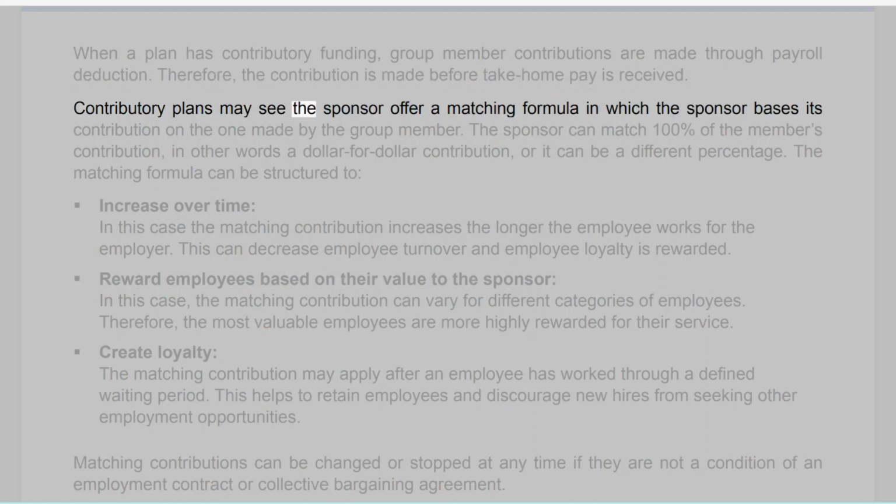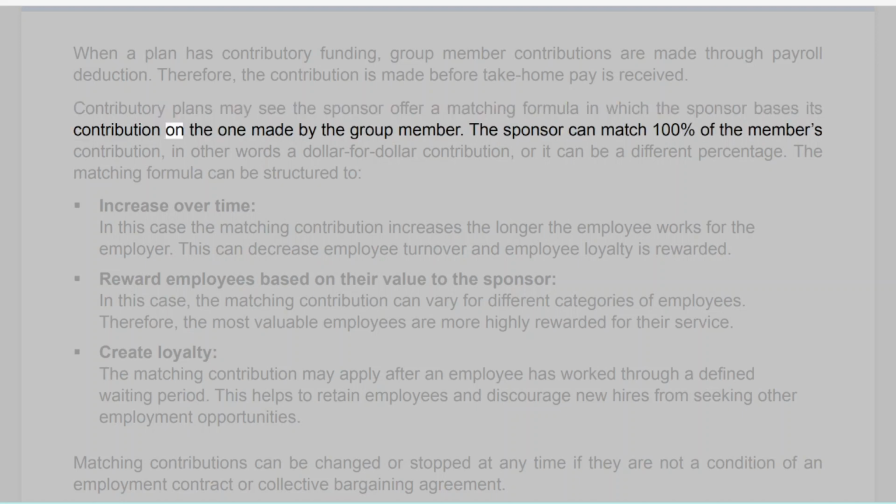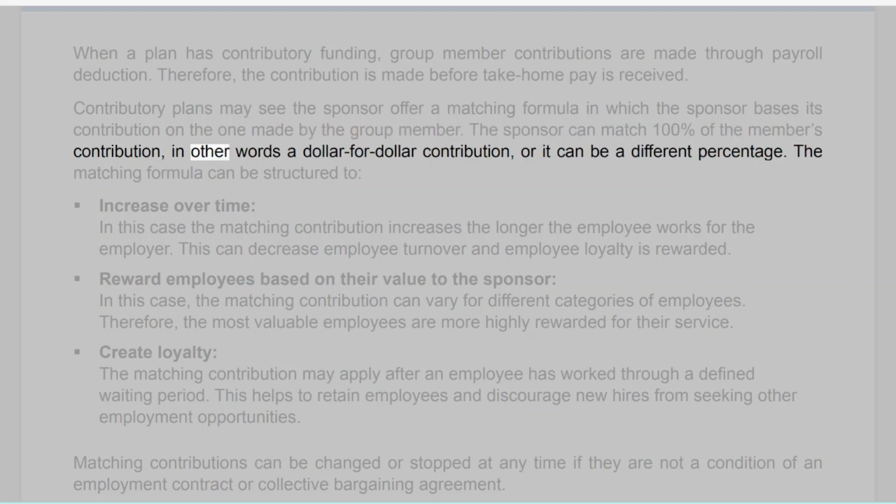Contributory plans may see the sponsor offer a matching formula, in which the sponsor bases its contribution on the one made by the group member. The sponsor can match 100% of the member's contribution, in other words a dollar-for-dollar contribution, or it can be a different percentage. The matching formula can be structured to increase over time.